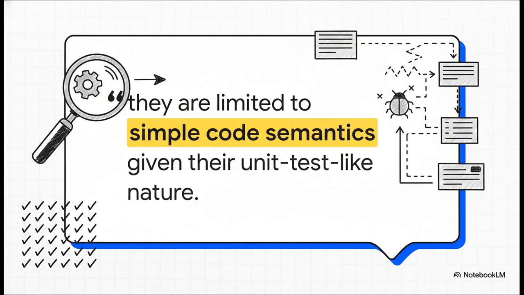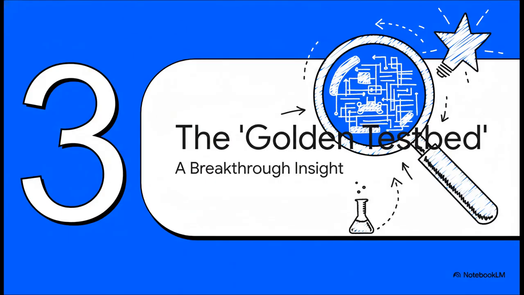Even though there are thousands of tests, each one is actually really simple. They're basically designed to check one tiny little function at a time. They just aren't built to find those complex bugs that only show up when different parts of the system start interacting in weird, unexpected ways. And that very limitation, well, that's what led to the big breakthrough. The key insight was, what if these simple tests aren't the end of the story, but actually just the beginning?